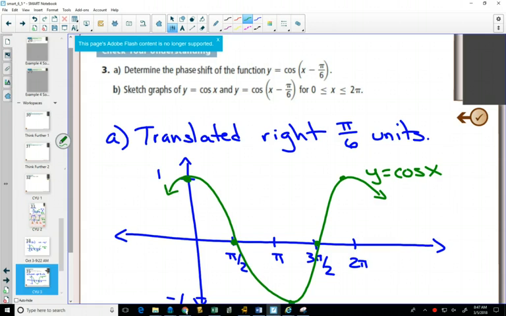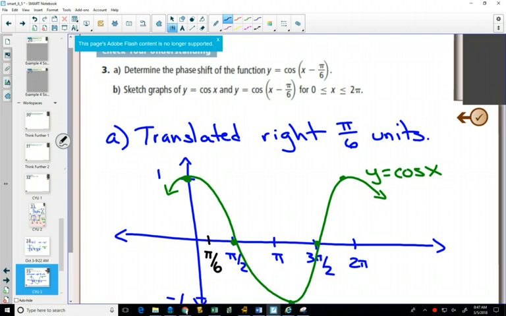Now to shift something π/6 to the right, the hardest thing is for you to determine where π/6 is going to be on this graph. If you think of π/6 as 30 degrees and π/2 as 90 degrees, you might be able to say, I should separate this little section from 0 to π/2 into thirds, and π/6 would be 1/3 of that.